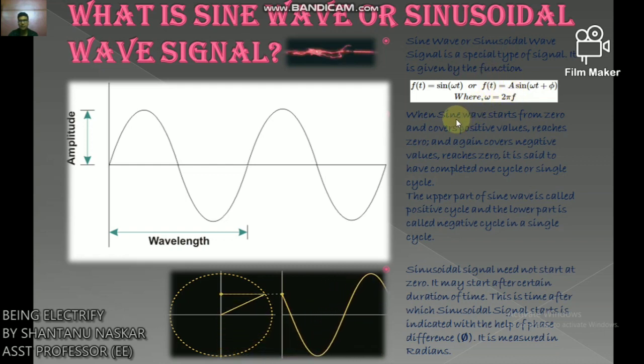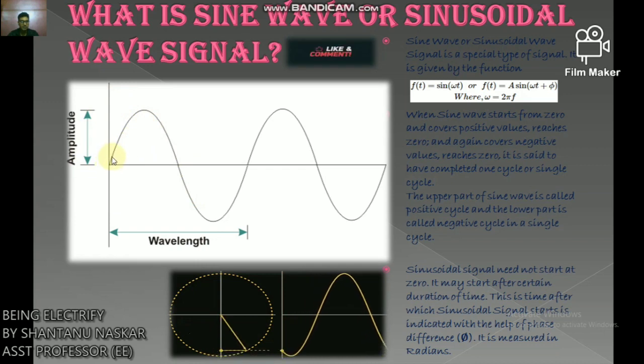Okay, now when a sine wave starts from 0, covers positive values and reaches 0, it is said to have completed a half cycle. The upper part of the sine wave is called the positive cycle, and the lower part is called the negative cycle. So this is a single cycle.